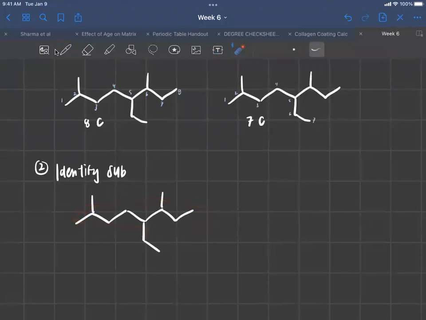So a substituent, wow, the word is hard to say, but it's just the branches off of the parent chain. So if we already said that this one is going to be our parent chain, then this group here, and this group here are going to be our substituents. So we located our substituents. We can go ahead and name them now.